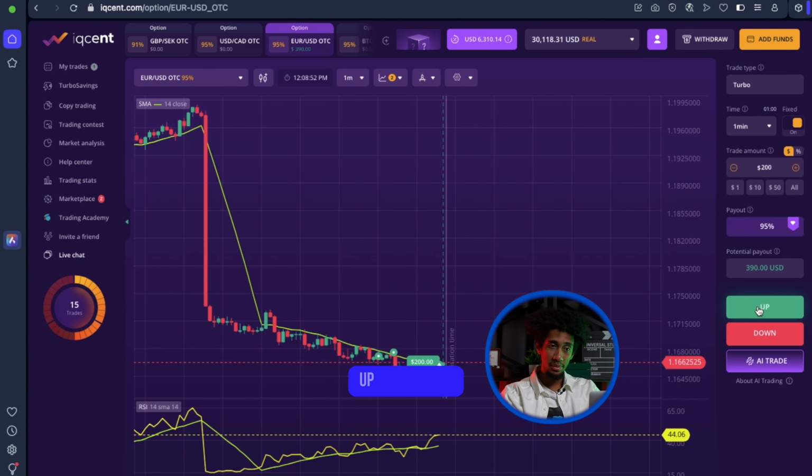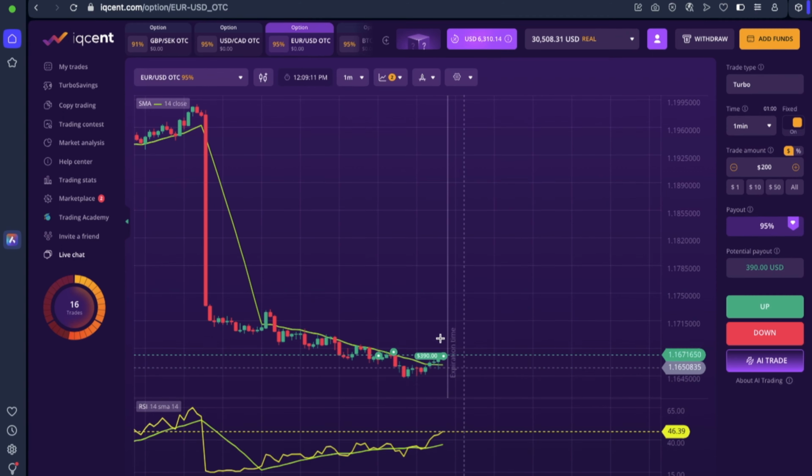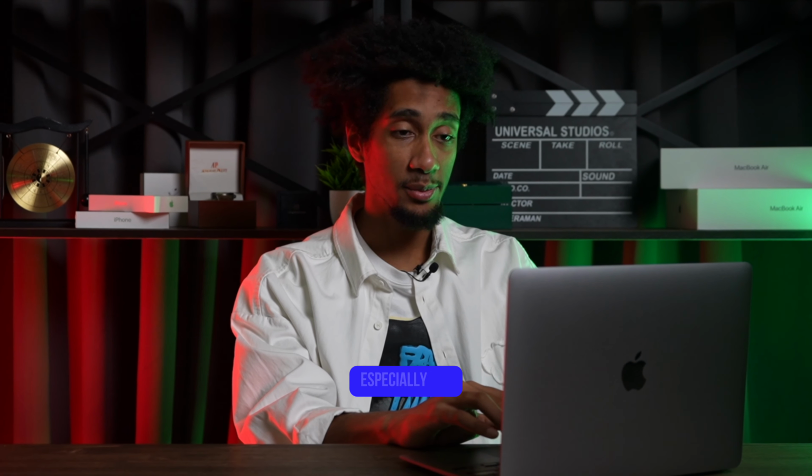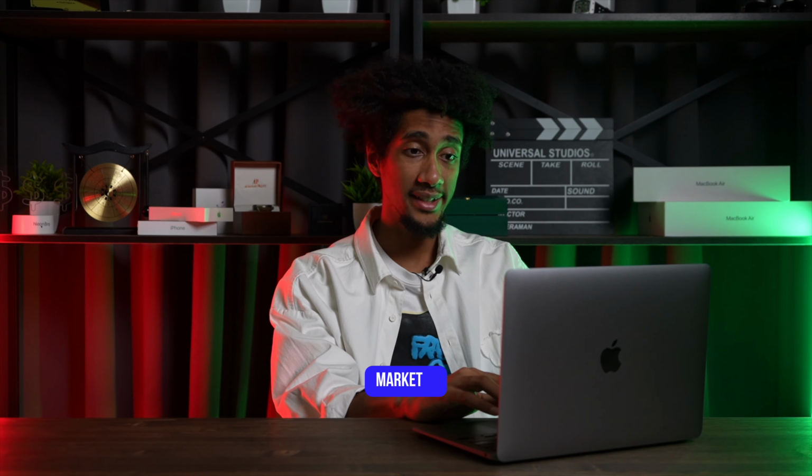Nice, the candle moves up confidently and the MA line supports the trend. Trade closes in the green, plus $390. That's the second tool in action. Simple but super effective, especially for beginners. The moving average helps you visually understand where the market is heading.